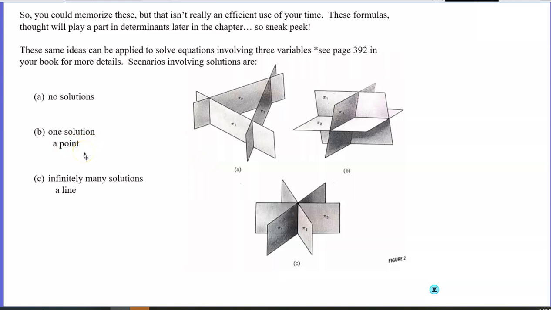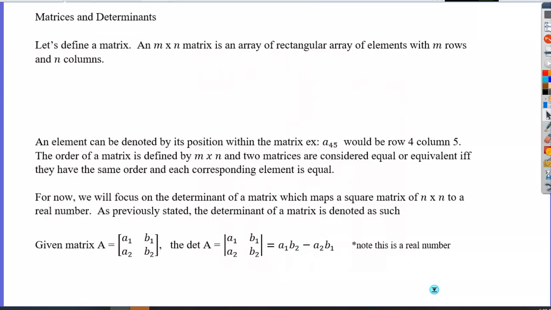One solution would be when your three planes all meet at a point. If I look at the pi 1 and pi 2 planes, they meet at this line, but that line only intersects the plane pi 3 in one point. So this one's intersection is a point. And last but not least, you've got this last one down here where the three planes are like the spines of a book, if you think of a book flayed open. Those three planes meet to form a line. So that's the infinitely many solutions scenario. We've talked about this in the past with planes and vectors, but I'm just showing you how that would look.